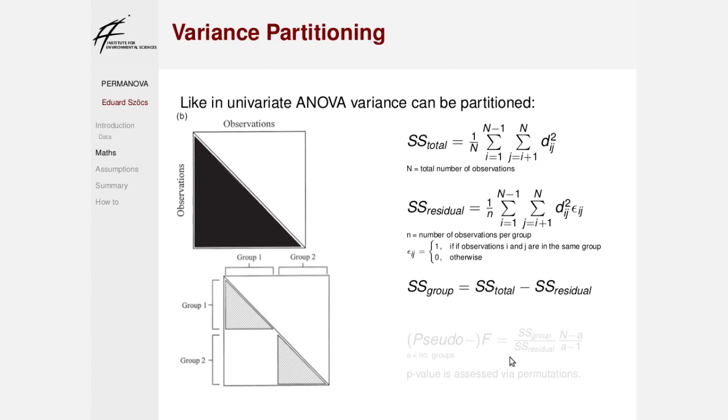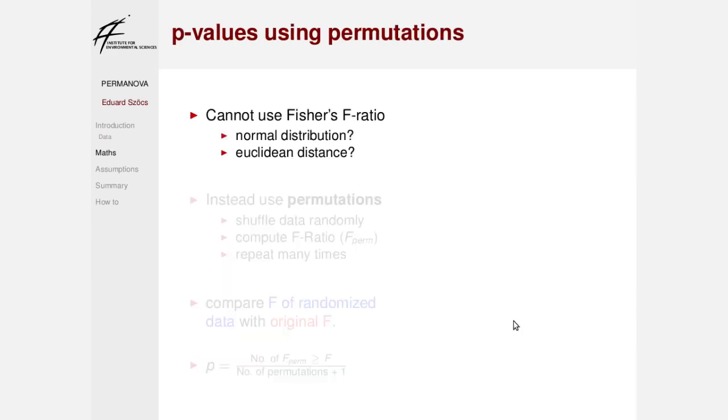Then we can partition the variance, like in the univariate case, and get an F value, and from this F value we can compute the P value. However, we cannot compare this simply to the F distribution. Well, why not? The F distribution is only valid for a ratio of two normal variables. However, we are not dealing here with normal variables. We are not even dealing with Euclidean distances, because it can be Bray-Curtis distance, it can be any distance that you want.